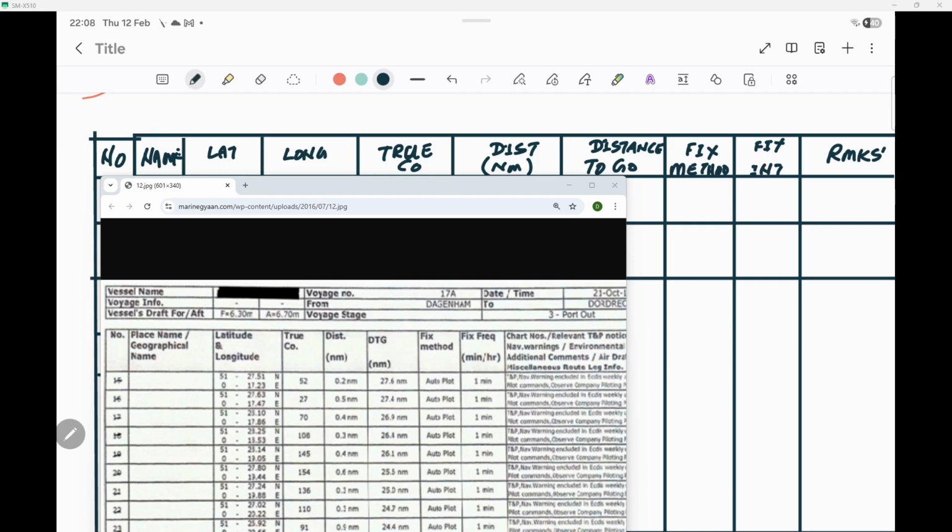Then the next one is between waypoint 4 to waypoint 5, let's say, 065 degrees true. And the distance is 167.2 nautical miles. Now you can see this is your end waypoint. Okay, this is your end waypoint.